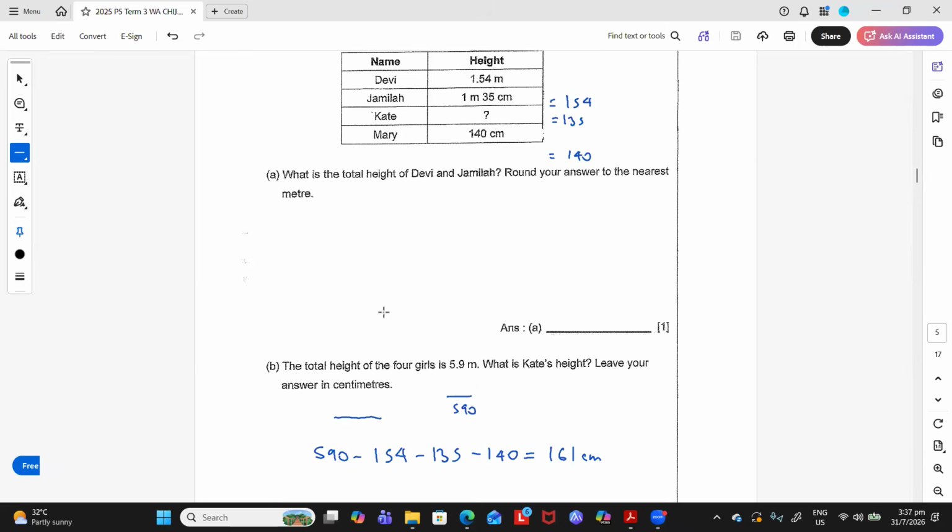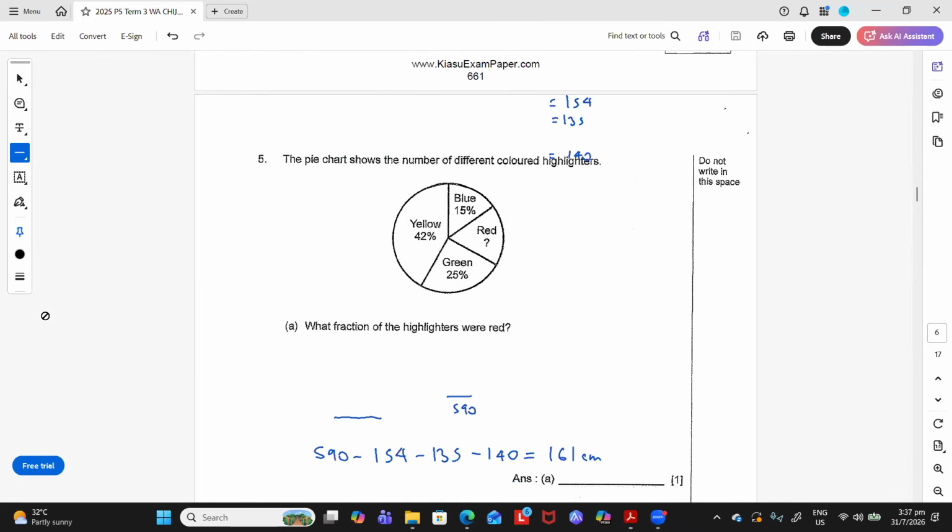Okay, let's go to question 5. Question 5, pie chart. What fraction of the highlighters were red? So let's go and find the percentage of red first before we convert it to a fraction. So take 100%. The full thing's 100%.